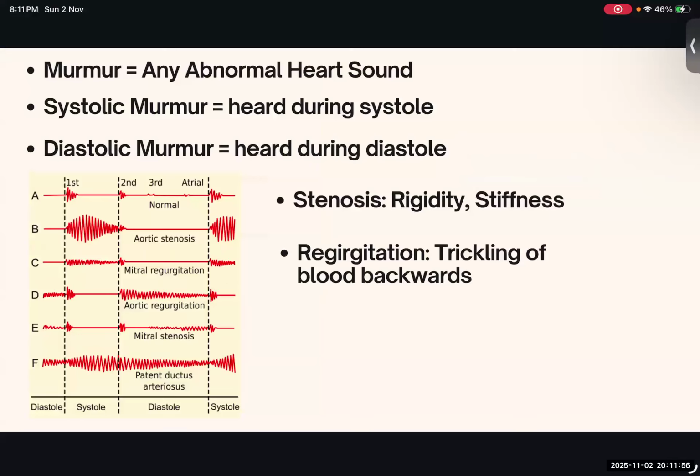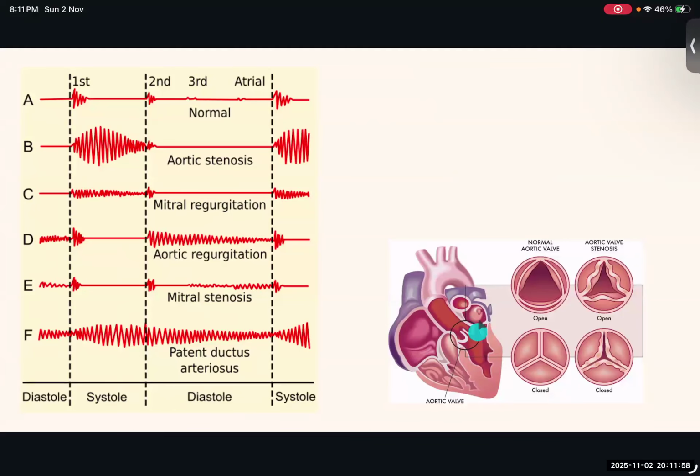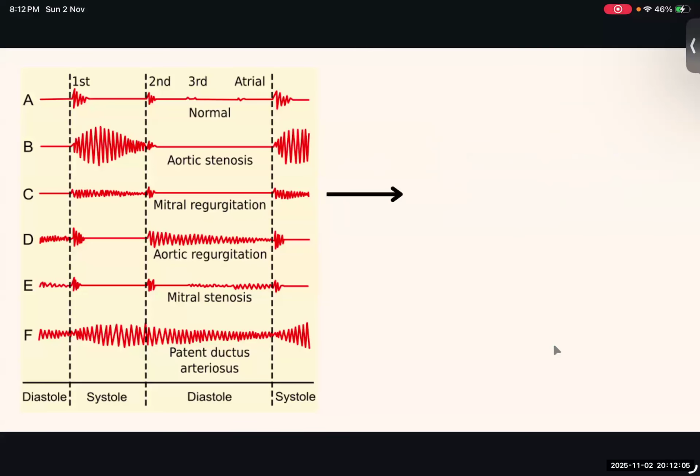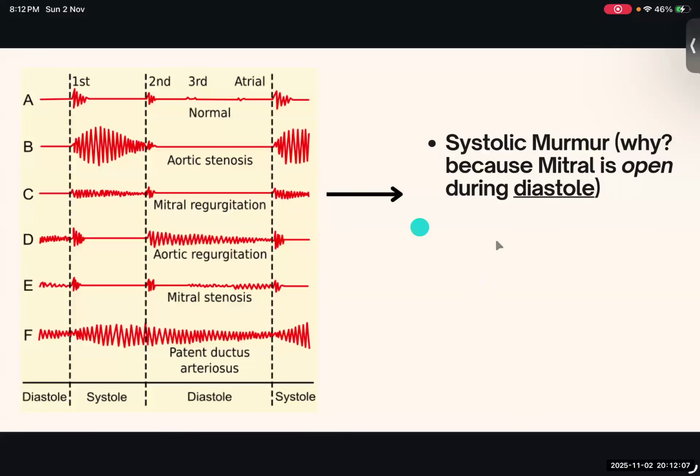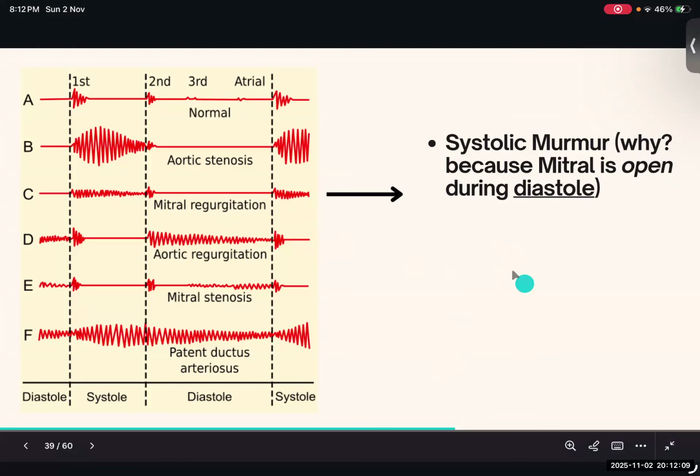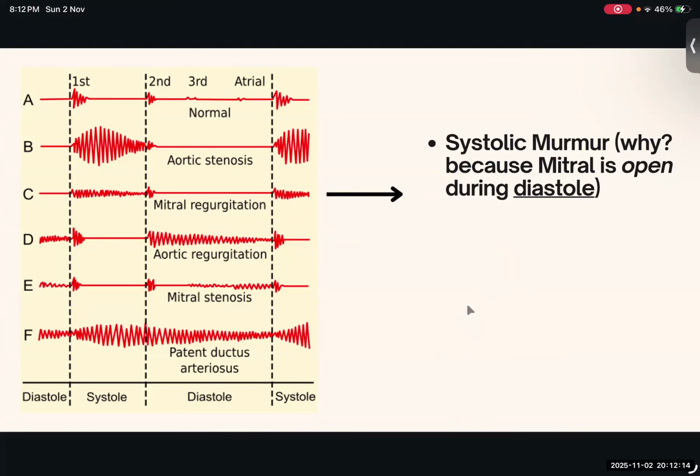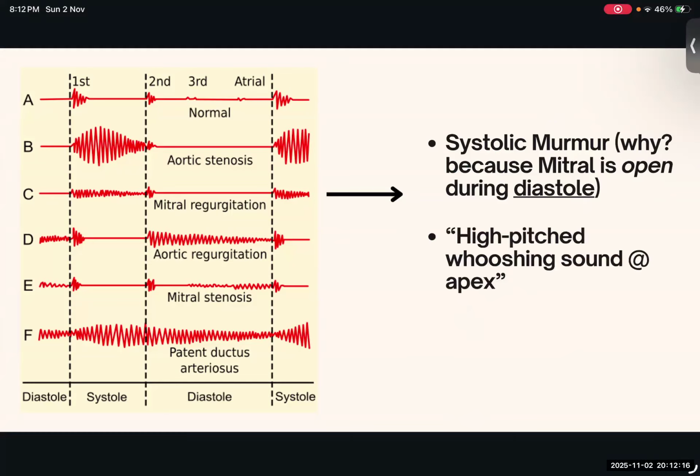Let's go back here. Okay, you see this mitral valve right here? It's going to close during systole, and we want it to remain closed during systole. But if it's open, it's going to allow blood to push from the atria into the ventricles when we do not want it to be that way. So that is why we call it a systolic murmur. Now, sometimes in the question stems, it's described as a high-pitched whooshing sound at the apex of the heart. Now, why apex? Because that is where we can hear the mitral valve the loudest.